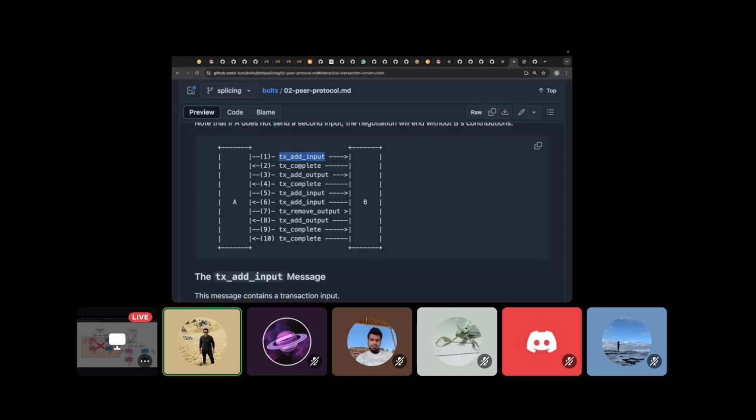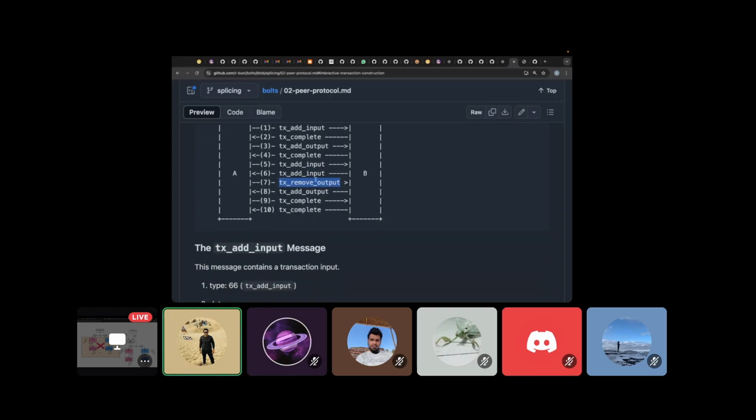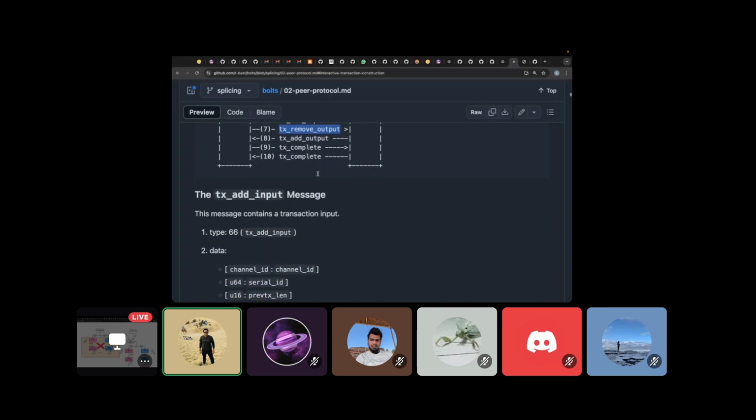So this is the whole interaction here. TX add input, it says complete, add output, complete, add input, and then B also adds an input here. Then A removes an output. So this is basically how a transaction is built over a network, and this is trustless as well.